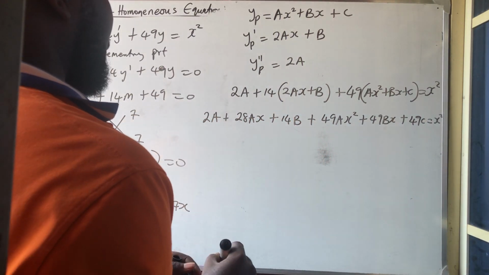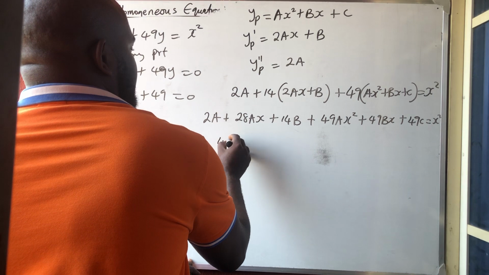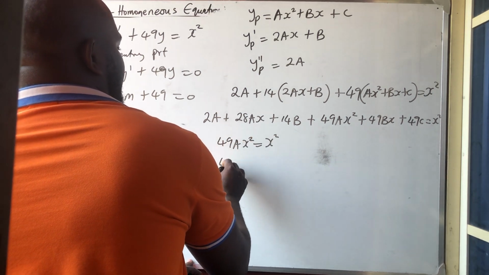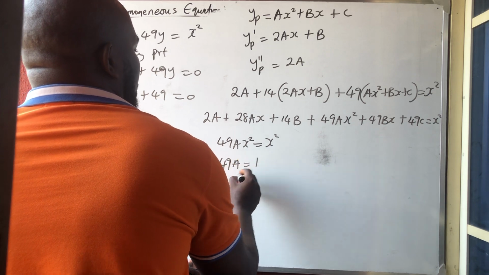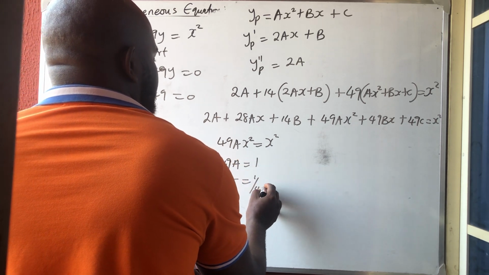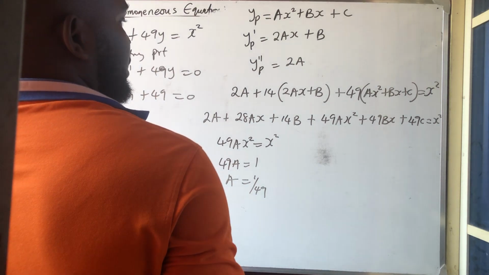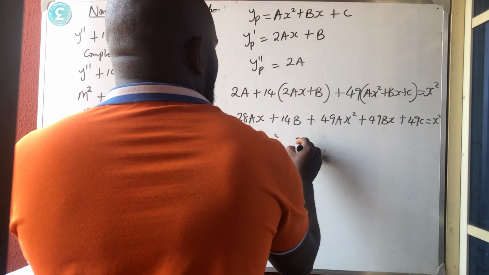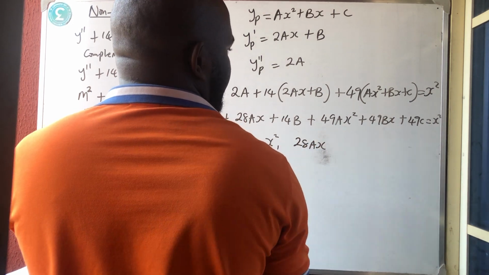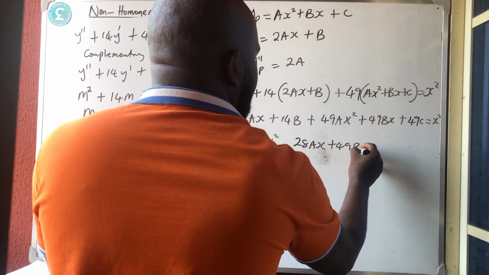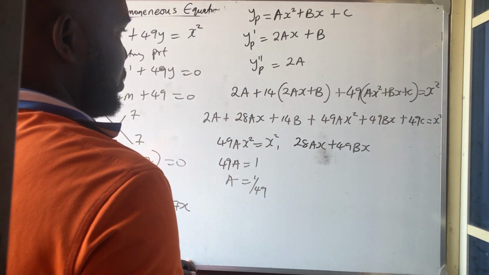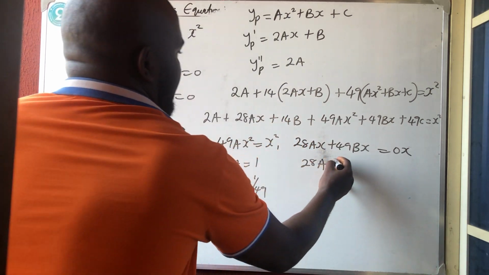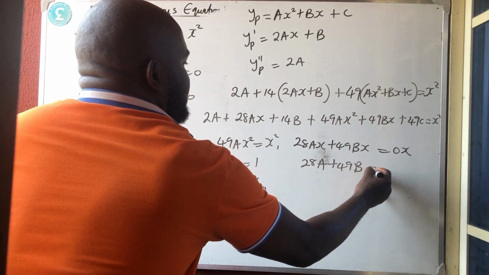So let us now compare. So I'm having 49a x squared is equal to what? x squared. So I'm having that 49a is equal to 1. So a is equal to what? 1 over 49. That is for that. Then for those with only x, what is it? 28ax plus 49bx. Is there any other x? No. Is equal to 0x. So therefore 28a plus 49b is equal to 0.